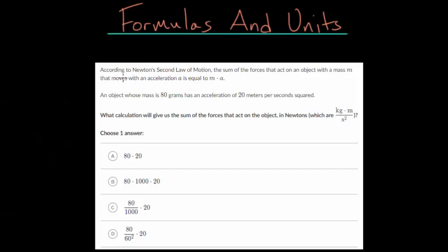So with this problem, according to Newton's second law of motion, the sum of the forces that act on an object with a mass m that moves with an acceleration a is equal to m times a, or just ma. And this is the famous F equals ma, which you learned in physics. Though technically it's the sum of the forces, so a lot of times you'll see it with a capital sigma, the Greek letter sigma, meaning sum. So when you add up all the forces, you get a net force. This is equal to the mass of that object multiplied by the acceleration.